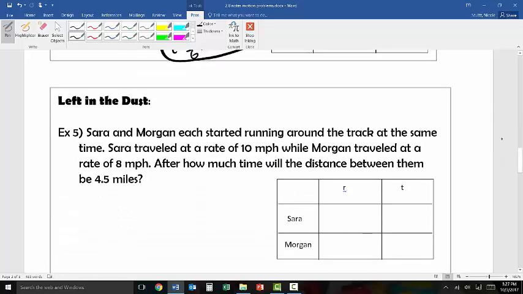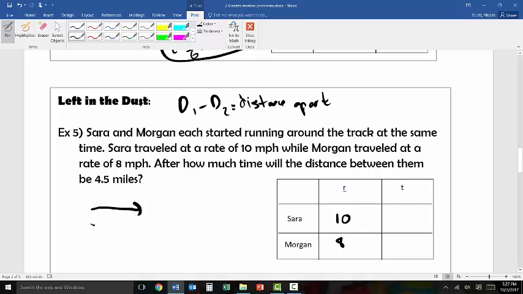Our next type of problem is what I call the left in the dust problem. So someone's going to start at the same time, and someone's going to pull ahead. So this is where we would subtract to get the distance apart. So Sarah and Morgan are starting to run around a track at the same time. So there goes Sarah. Sarah's traveling at a rate of 10 miles per hour. Morgan is going 8 miles per hour. So what's going to happen is Morgan's going to go a little slower and she's going to fall further and further behind.